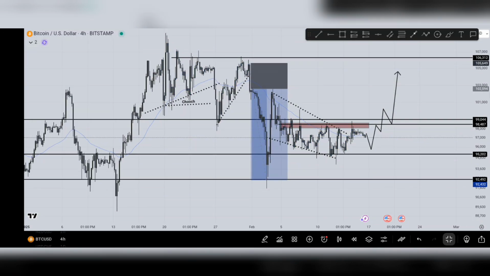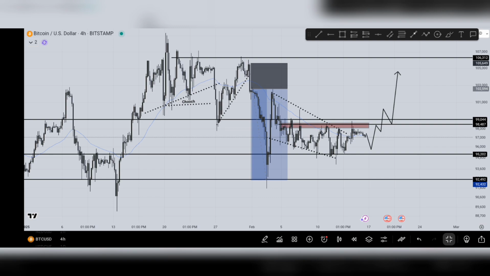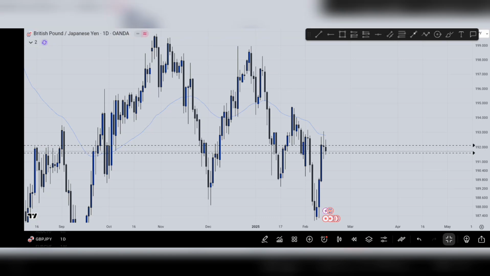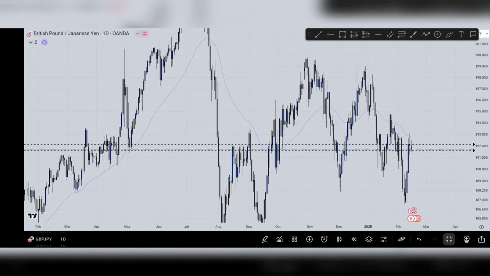So the second pair on our list should be, I think, Euro JPY. Euro JPY. So guys, the next pair on our list should be GBP JPY. So I'll also show you what I'll be expecting from this pair.